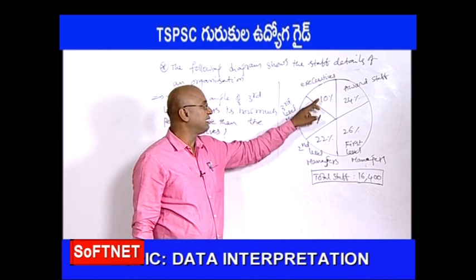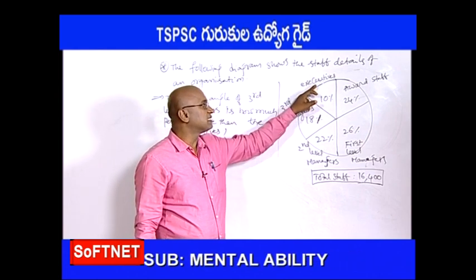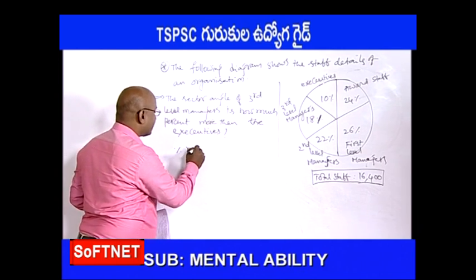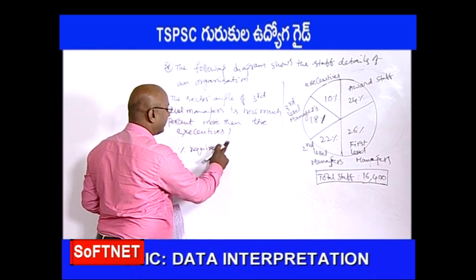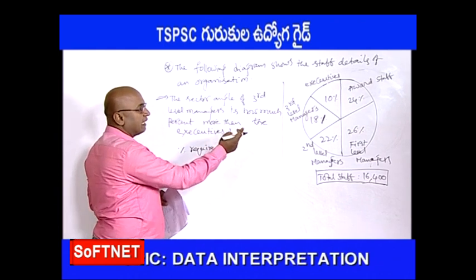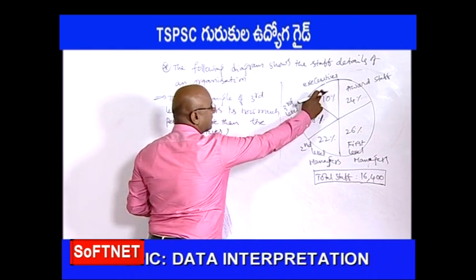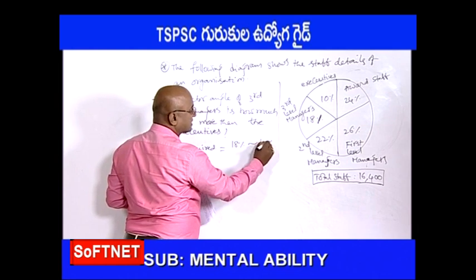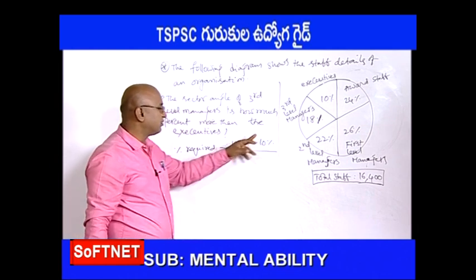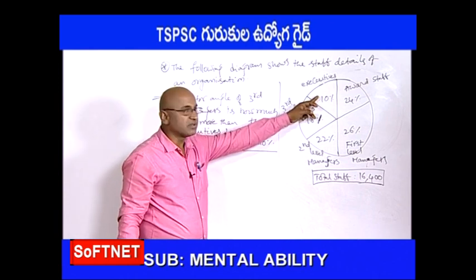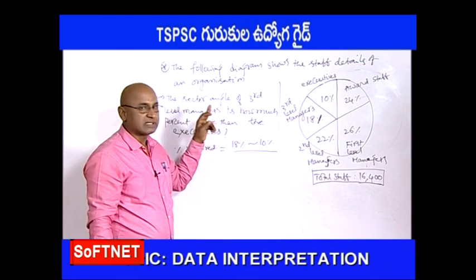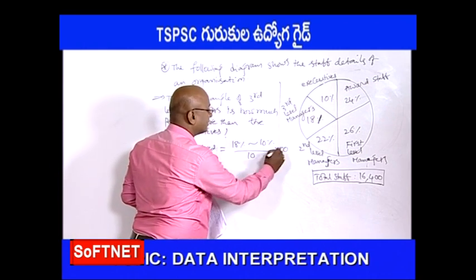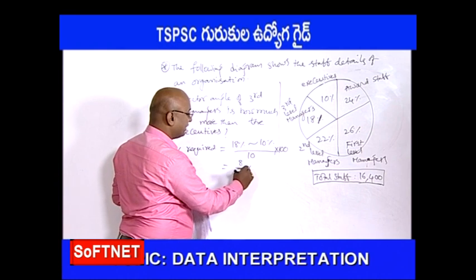So now we are comparing the third level managers with respect to the executives. The percent required is equal to the difference between the third level managers and executives, that is, the difference between 18% and 10%, divided by the base value. Which value do we take as the base, the third level managers or the executives? Now we are comparing with the executives, that is why it has to be taken as the base value. So it is 8 by 10 into 100.